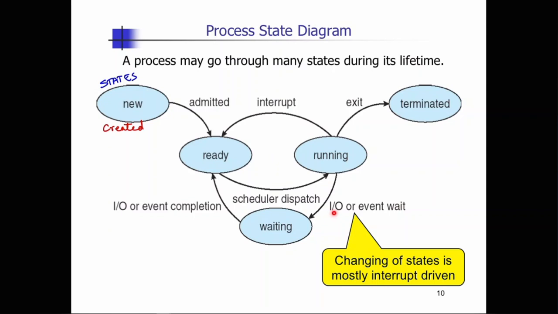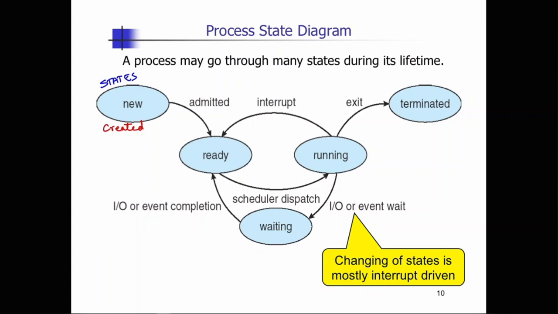Or it might wait for a particular IO operation or an event to occur. So when the running process is waiting for an IO to complete or event to happen, then it will be considered as in the waiting state. Then once the IO or the event is complete, it goes back to the ready state, where again it is going to wait for a processor to start working on it. So those are your different states, and essentially the interrupts are driving them from one state to the other.